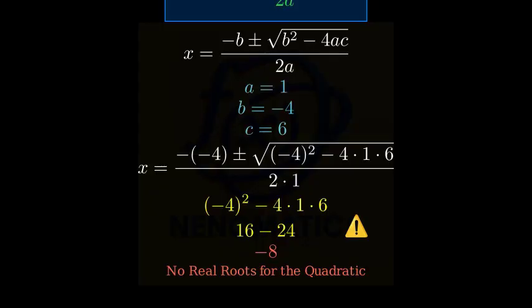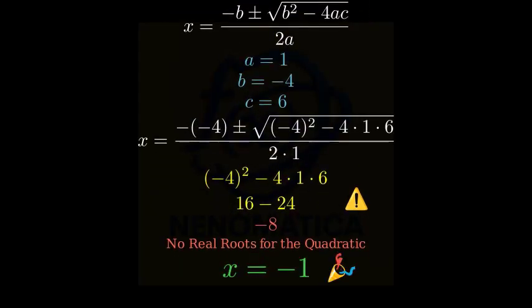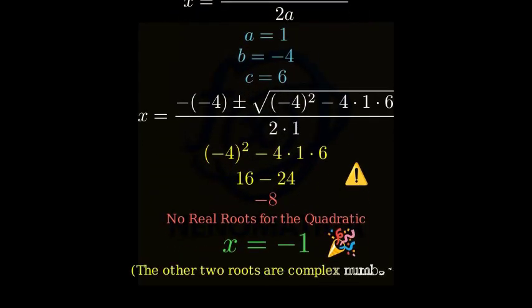So, our final answer is that the cubic equation x cubed minus 3x squared plus 2x plus 6 equals 0 has only one real root, x equals negative 1. The other two roots are complex numbers, which we can find by completing the quadratic formula calculation.